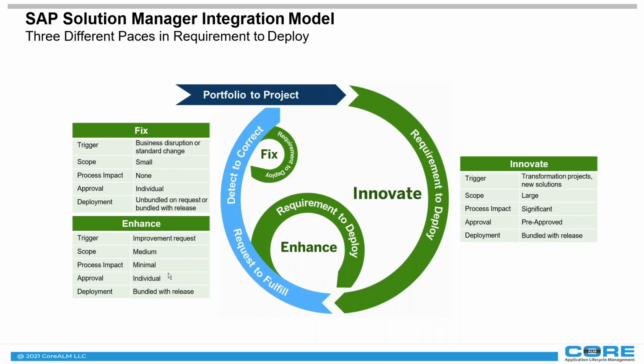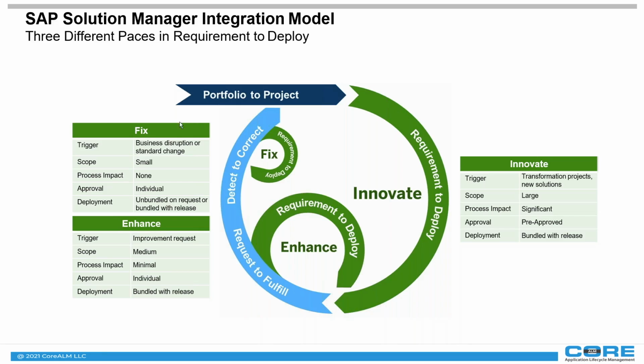Versus the enhanced side, where this could be your medium scope or very small projects. They are also bundled into a release, but could be quarterly releases where you're improving your business processes and deploying. This is where you can use requirements to deploy. You can also use Focus Build, or you can use a standalone SAP Solution Manager, utilizing requirements management and ChaRM without having to use Focus Build. Ideally, once you go live with Focus Build, you start utilizing ChaRM for the enhanced side to enhance your business processes.